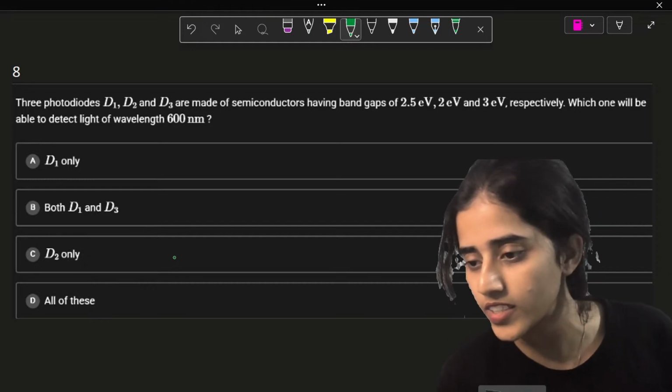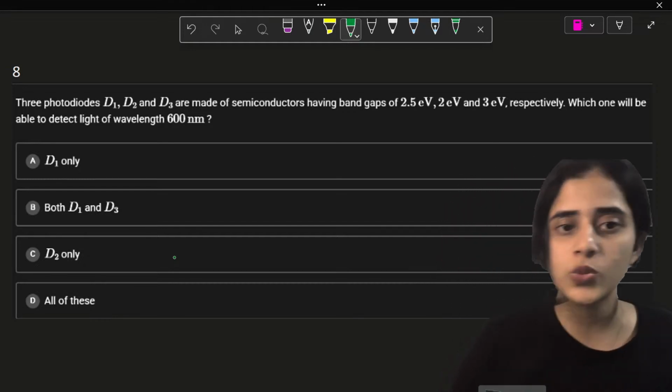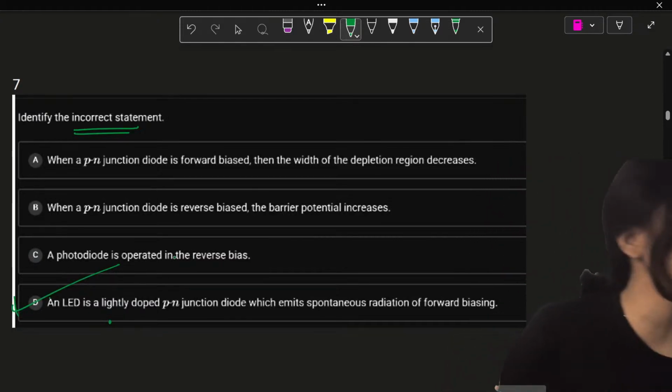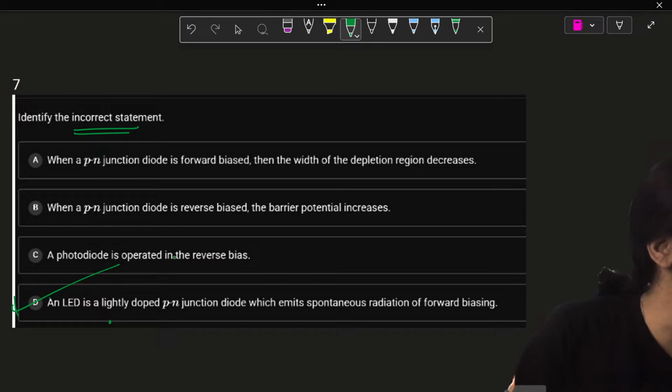Ma'am, once more, can you explain the same question? Which question, dear? Question number 7. Which option do you want me to explain in question number 7?